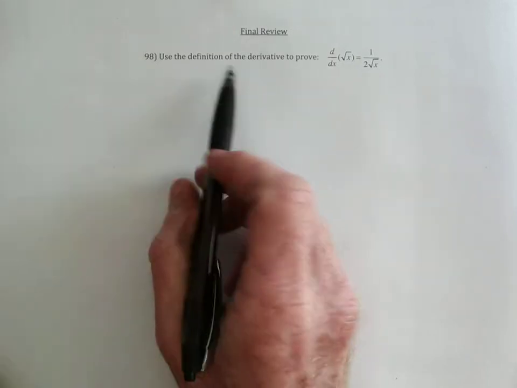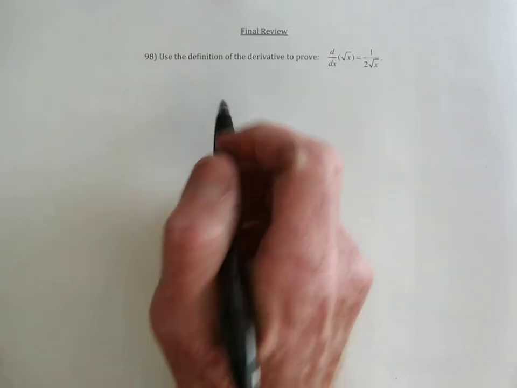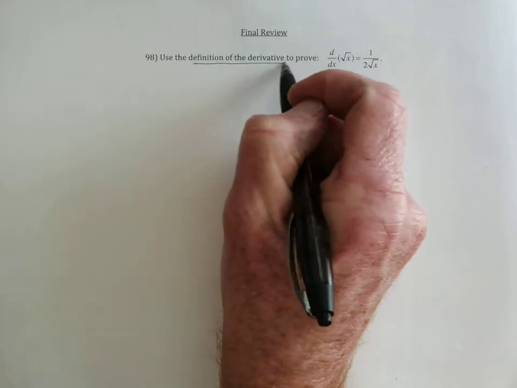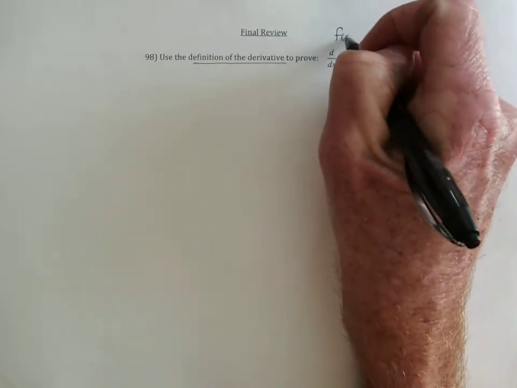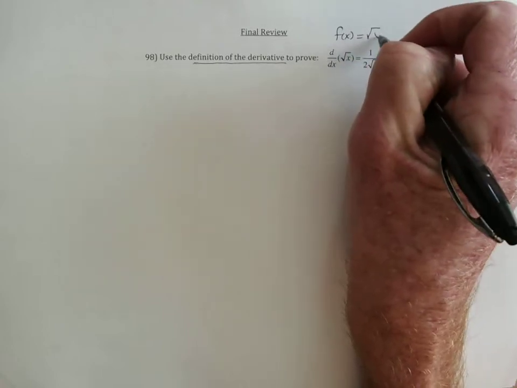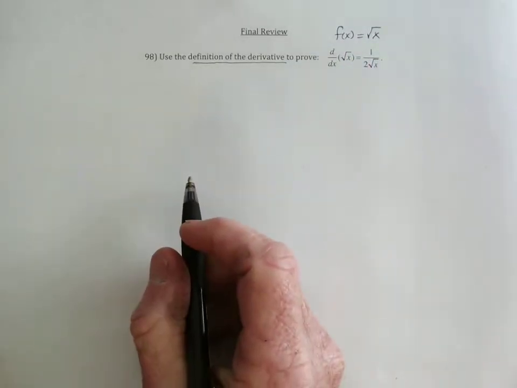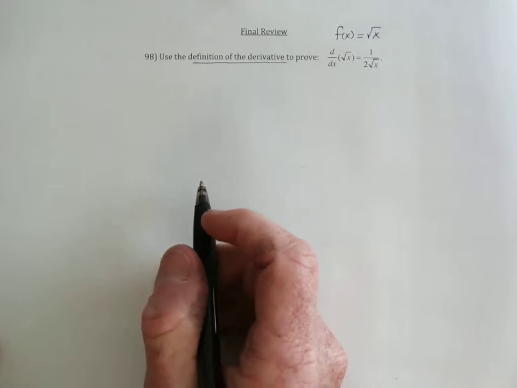And here's one from the beginning of the semester. Use the definition of the derivative, that means limits, to prove that if you have the function the square root of x, that the derivative is equal to 1 over 2 times the square root of x.